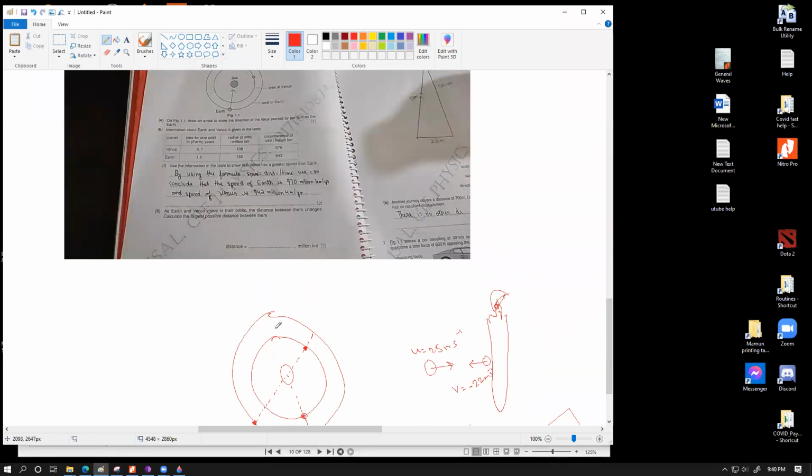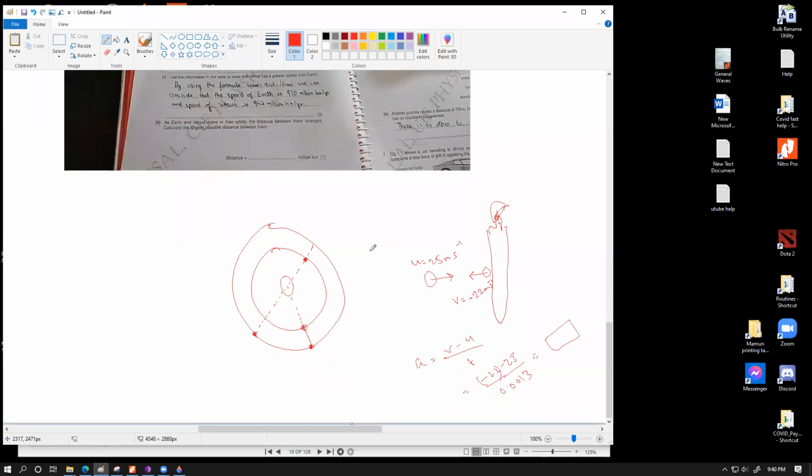Use the information in the tables to show that Venus has a greater speed than Earth. By using the formula resistance time, then we can calculate the speed of the Earth. Okay, Venus power and speed of Venus. Yeah, this is perfectly good. What you did is perfectly good. You're going to get 2 marks anyway.